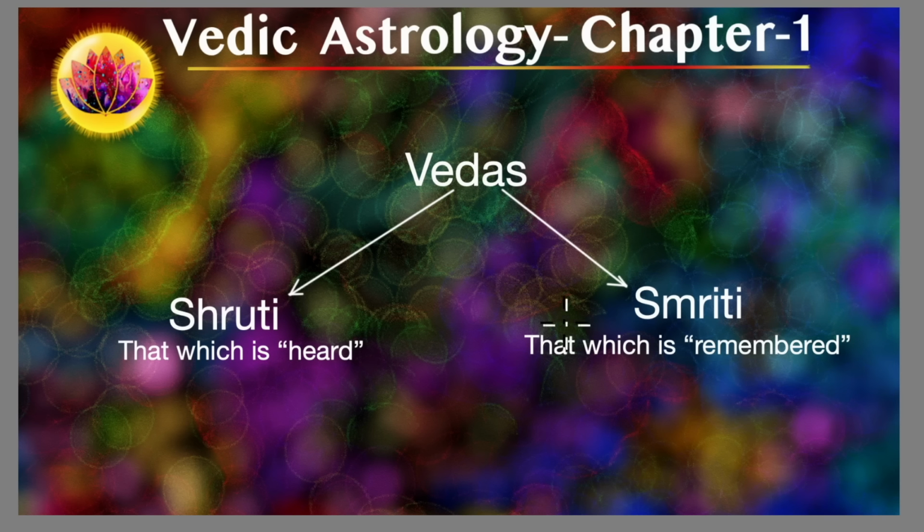Then there is Smriti, that which is remembered. Even your karma plays out in Smriti, that which your soul is remembering to carry out this lifetime. Yes? So that's the two parts. The broadest parts of Veda are Shruti and Smriti. Okay, remember that. Now, how do these two tie into Jyotish or Vedic astrology?